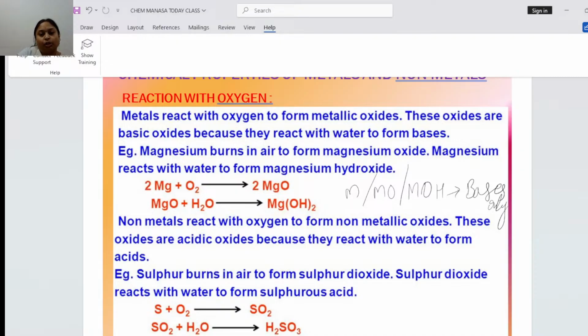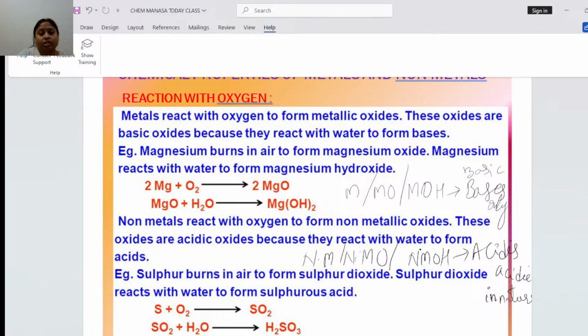When non-metals burn in the air, they give non-metallic oxides, which when dissolved in water give the respective acids. So non-metallic oxides and non-metal hydroxides all come under acids, meaning acidic in nature. Here we will say basic in nature.